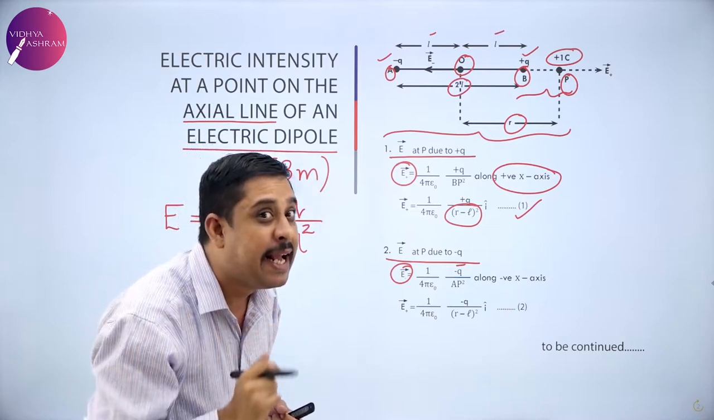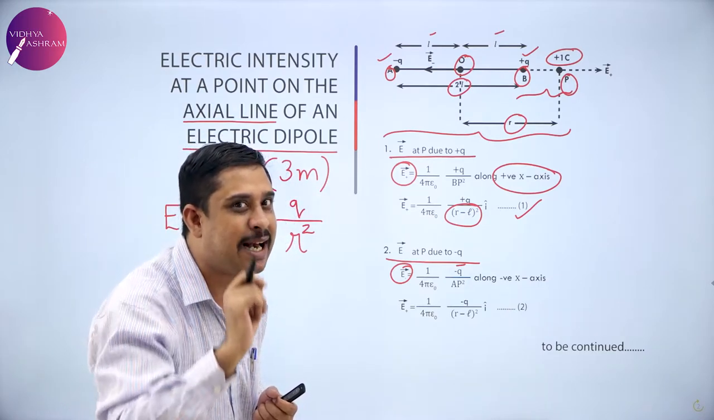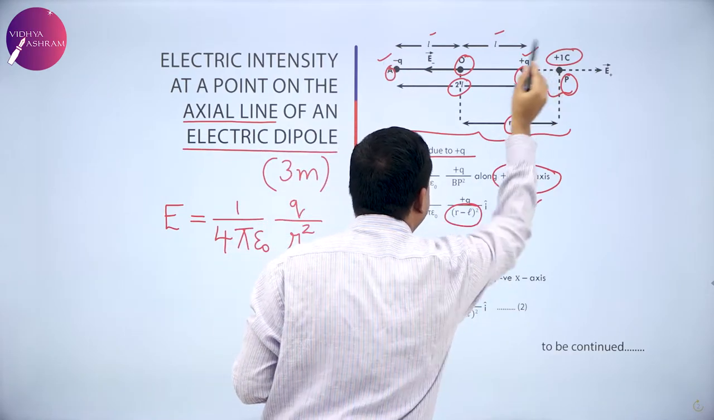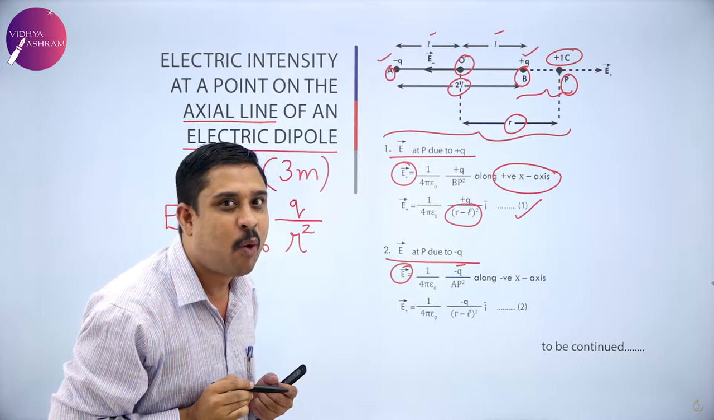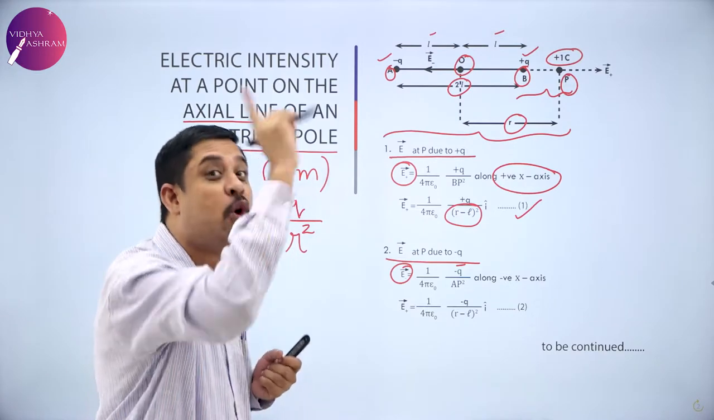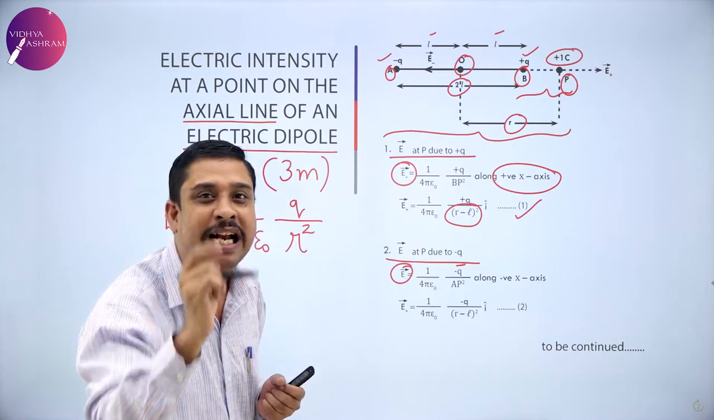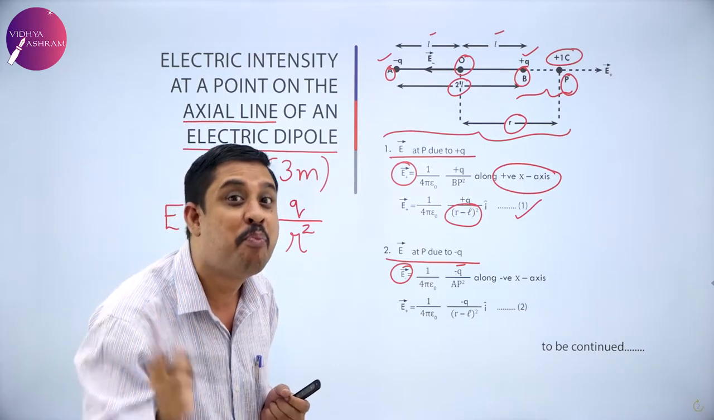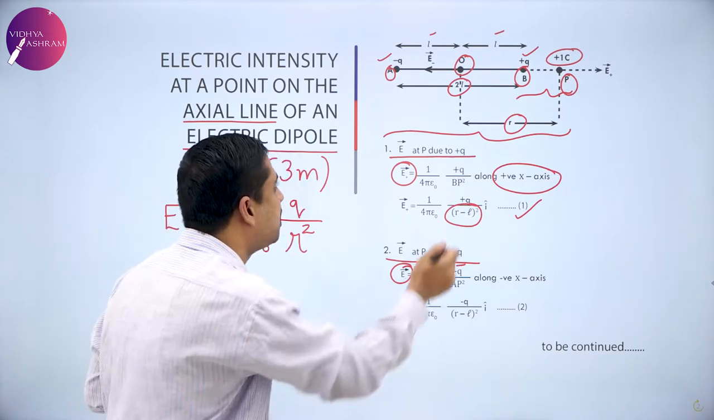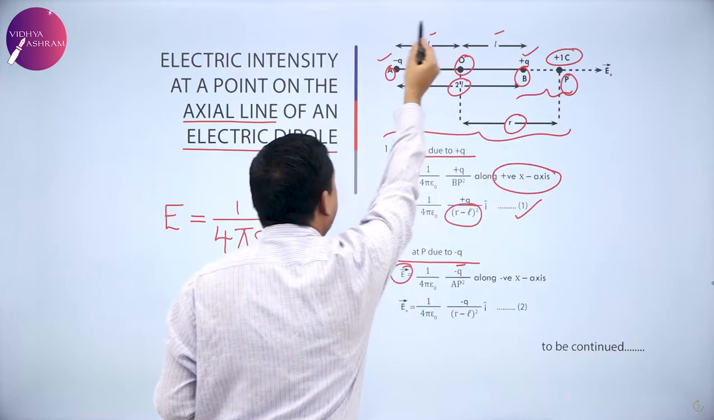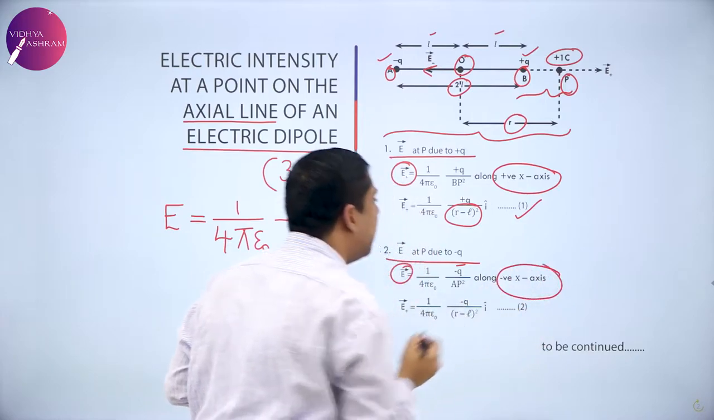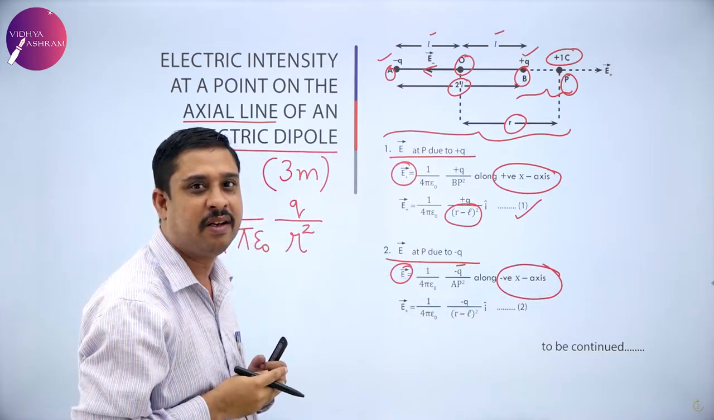And what should be the direction? Very clearly, I told, here is a negative charge, here is a positive charge. What was the direction of field lines? From positive to negative. You remember? Field lines start from positive charge and terminate on negative charge. So it should start from positive, go towards negative. So it is acting along negative x-axis direction.